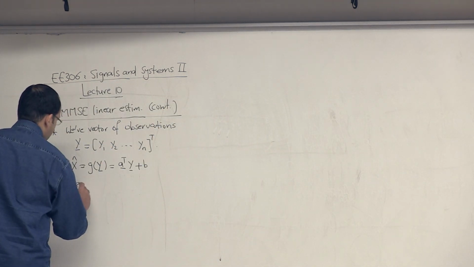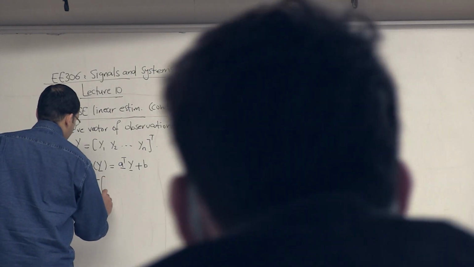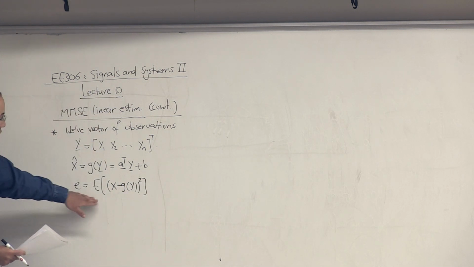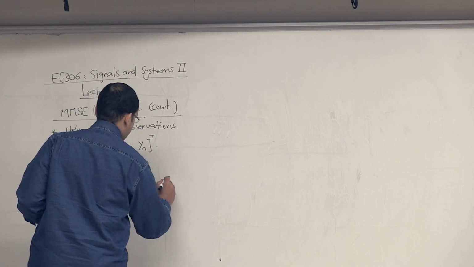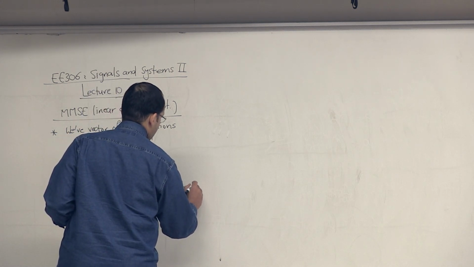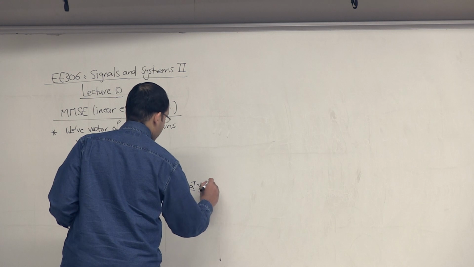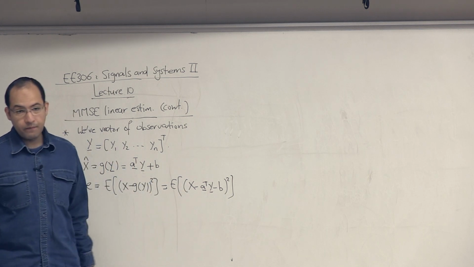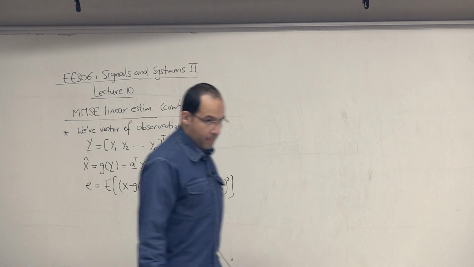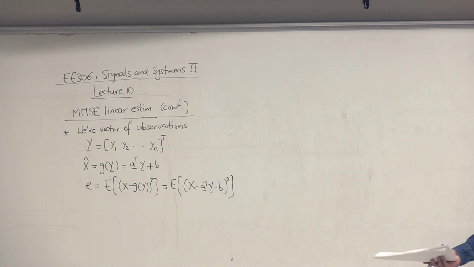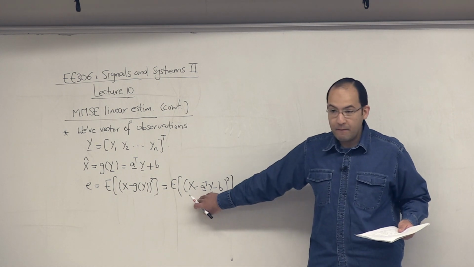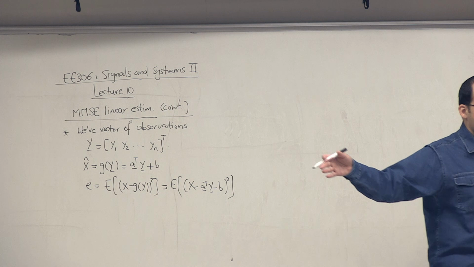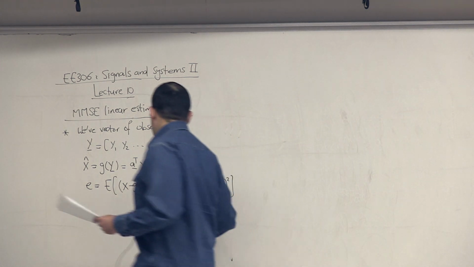All right, again, we have this expected error, the expected value of x minus g of y squared. What do we want to do with this thing for our estimator, which is the expected value of x minus A transpose y minus b, all squared? We talked about this last week. This is the error. We want to minimize it, right? So we want to minimize this in order to get to our estimator.